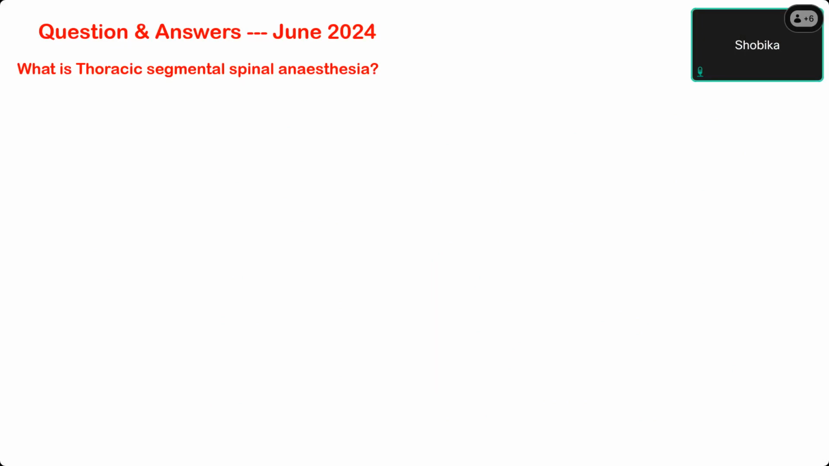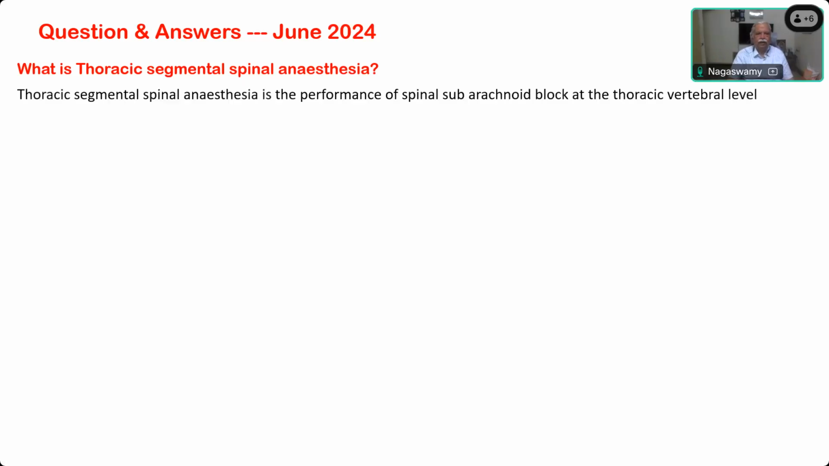The definition of thoracic segmental spinal anesthesia: spinal anesthesia will be given to particular segments with the use of non-hyperbaric, isobaric drug due to variability. They have used hyperbaric also. Yes, sir. Volume is very low. Okay, thoracic segmental spinal anesthesia is the performance of spinal subarachnoid block at the thoracic vertebral level.